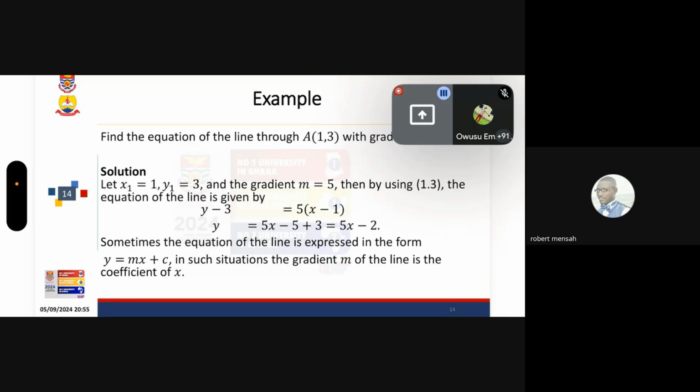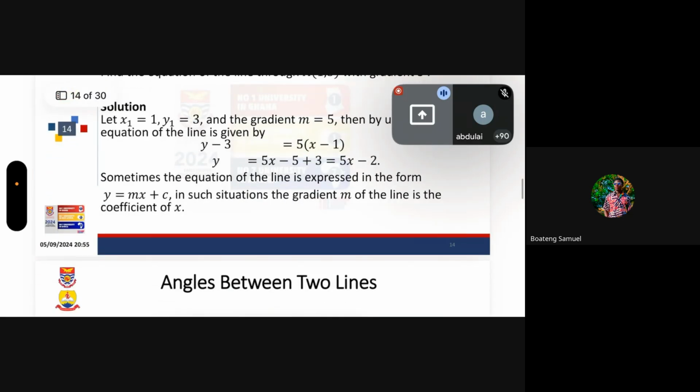Sometimes the equation of the line is expressed in the form y is equal to mx plus c. I hope you've seen this one before. Yes, madam. In such a situation, the gradient m of the line is the coefficient of x. So when the equation is expressed as mx plus c, the coefficient of x is my gradient, and then the c is my y intercept.